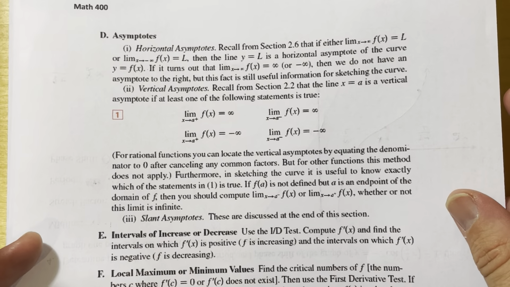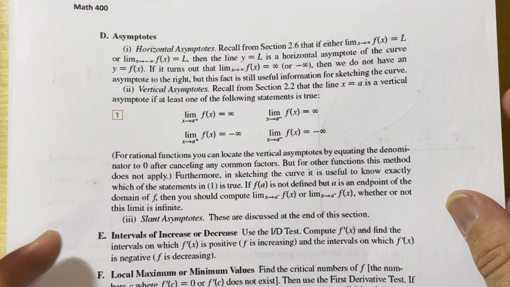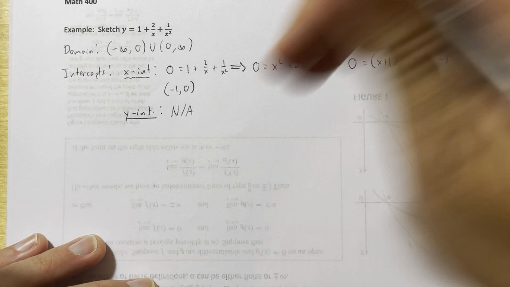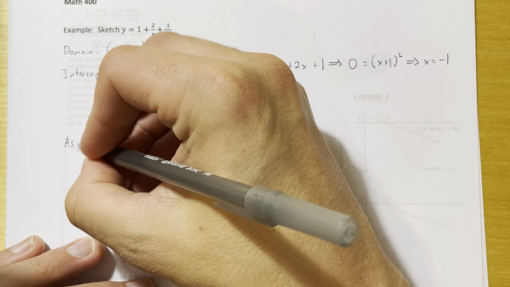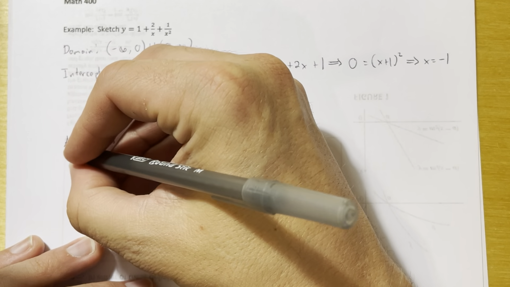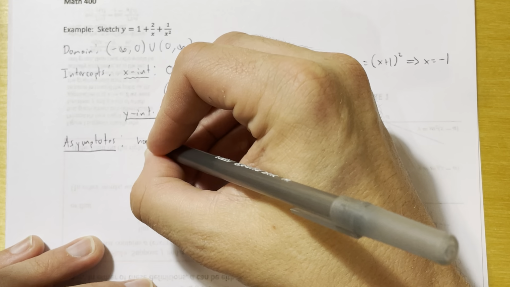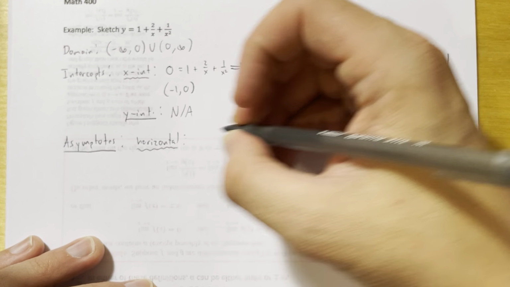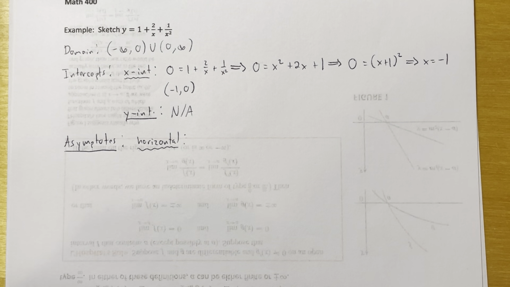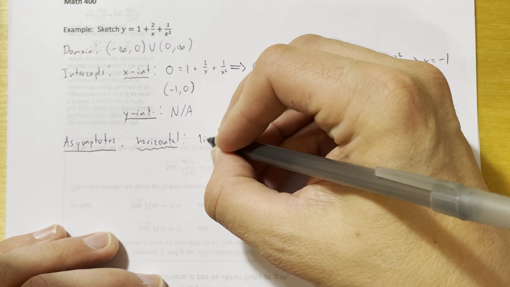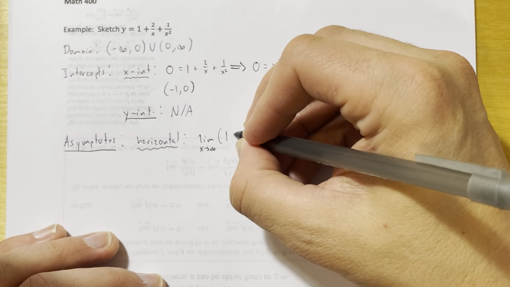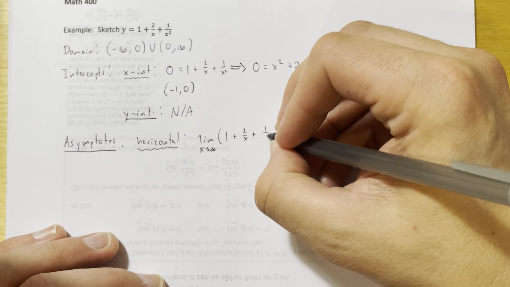Second page, I want to look at horizontal and vertical asymptotes. So starting with horizontal asymptotes, I don't want to mix my pages up. Let's do this. Asymptotes. Horizontal. So remember, what we're doing is looking at the limit as x approaches either infinity or negative infinity here. The limit as x approaches infinity of our function, 1 plus 2 over x plus 1 over x squared.